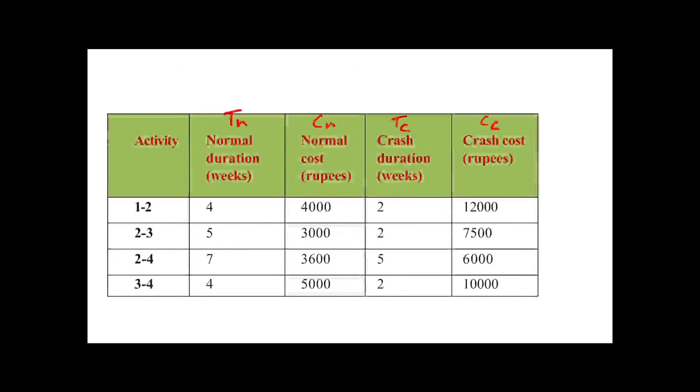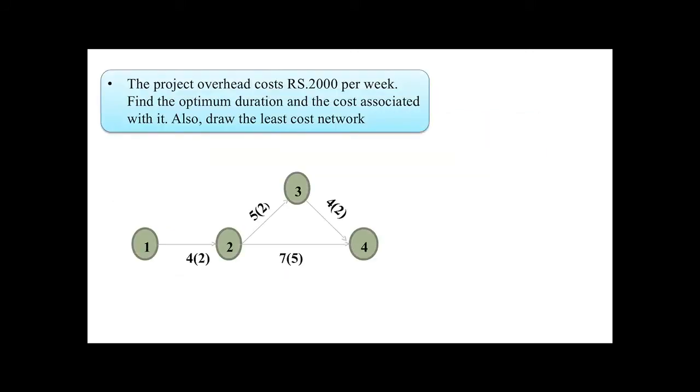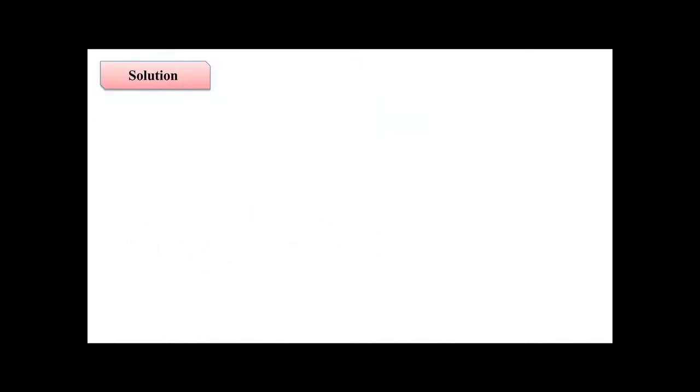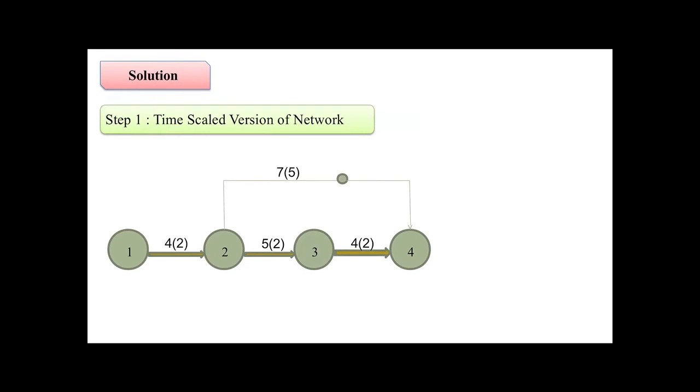As you can see, we have drawn the network using the activity relationship given. This network we have drawn already, and below it we have written the normal time and the crash time available. So what is the next step? The next step, we have to first find out the time scale version of the network.